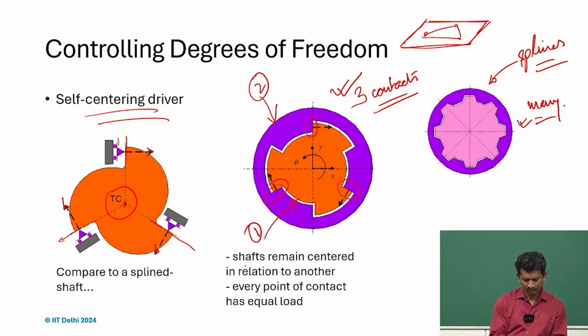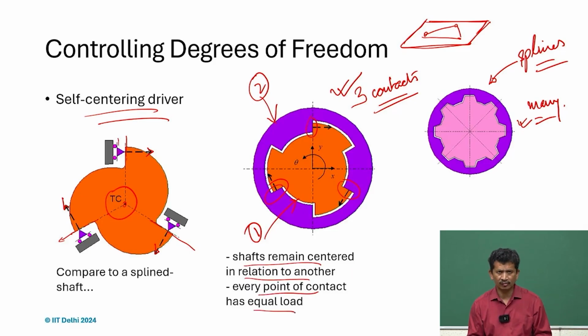So, the shaft remains centered in relation to the other, and every point of contact has equal load. Of course, it depends on how we apply the preloading, but if it is a torsional moment we apply, then since it is a symmetric design, it will be equal at each and every contact point.